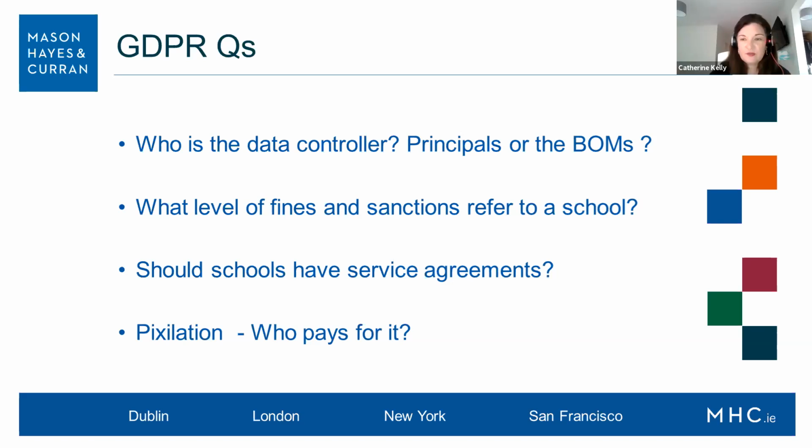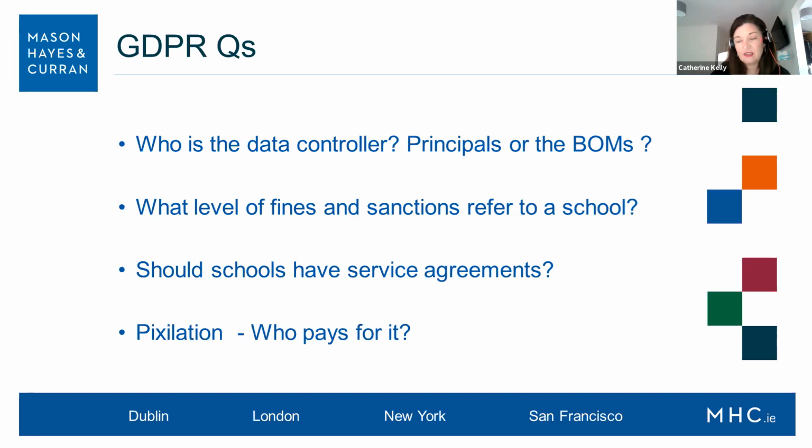In relation to the first question there, it's pretty straightforward. The data controller is the board of management, and in my experience, the correspondence that would come from the Data Protection Commissioner would be going between the board and the Data Protection Commissioner's office. So that's pretty simple. In relation to the level of fines and sanctions, I haven't seen a fine against a school to date. I think none of my colleagues have either.